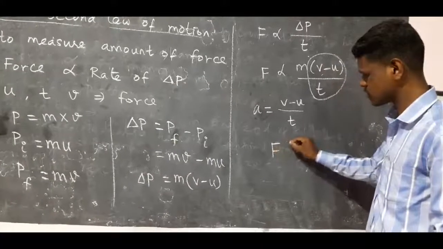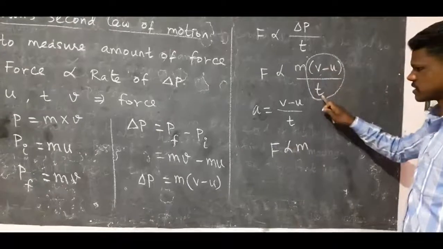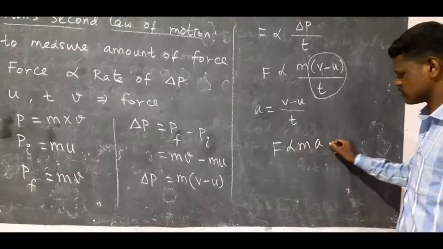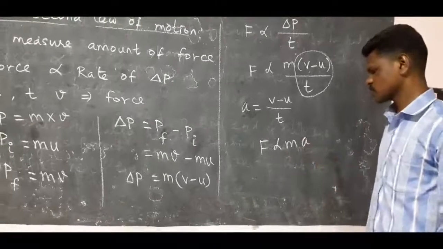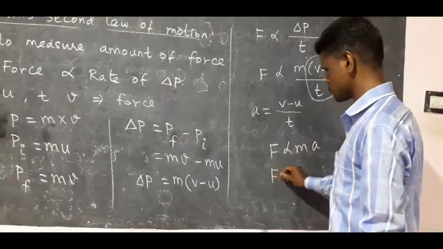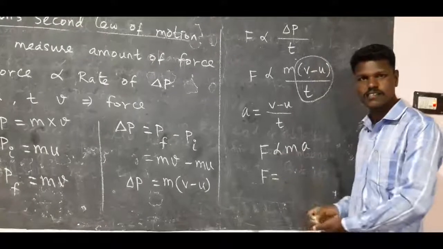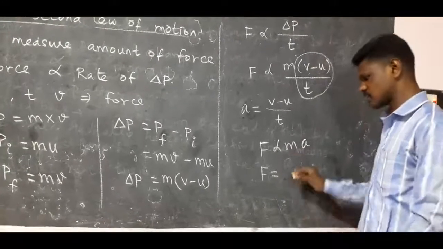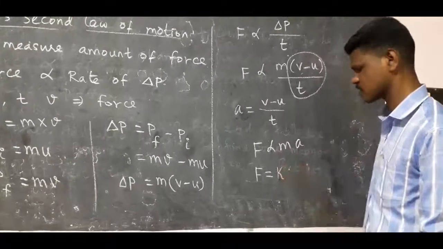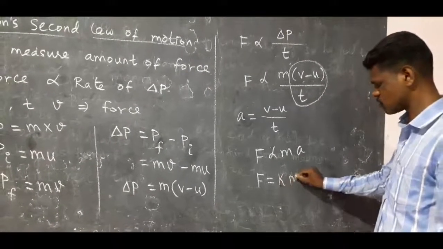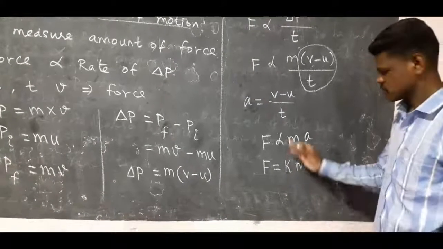So F is directly proportional to m, (v minus u) divided by t, which is a. So F is directly proportional to m into a. Any proportionality means we substitute a constant. The constant here we are using is the proportionality constant k. So F is equal to kma. Can you understand?